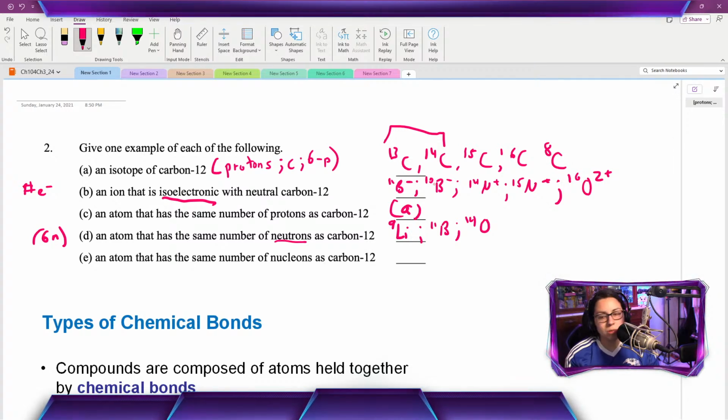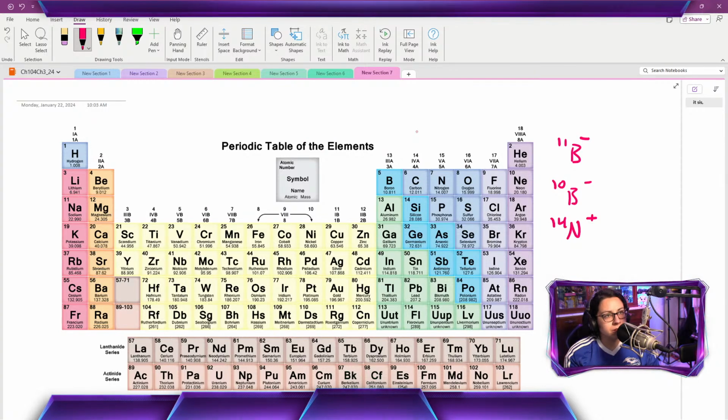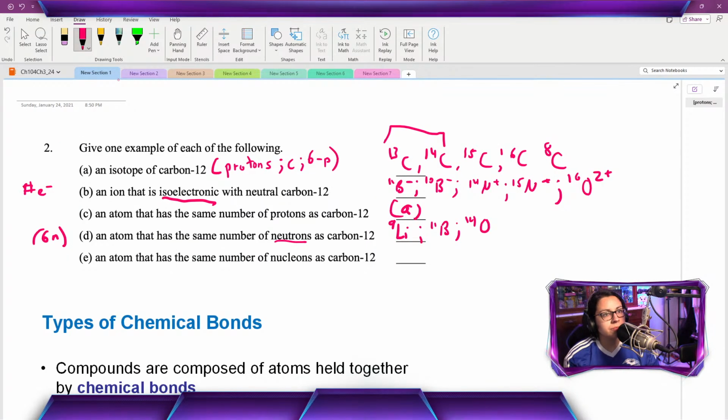We could do the same with nitrogen. So nitrogen is proton or atomic number 7. So proton 7, so 7 plus 6 is 13. So 13 nitrogen. And again, you could have other possibilities for this one. Any questions on that one?